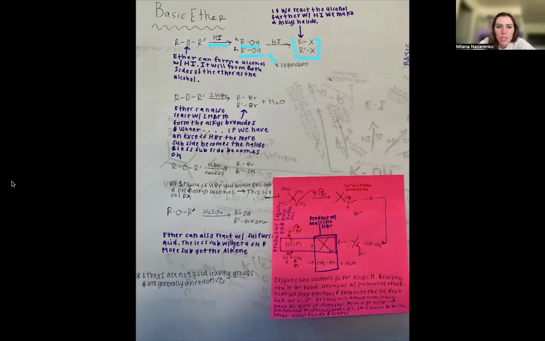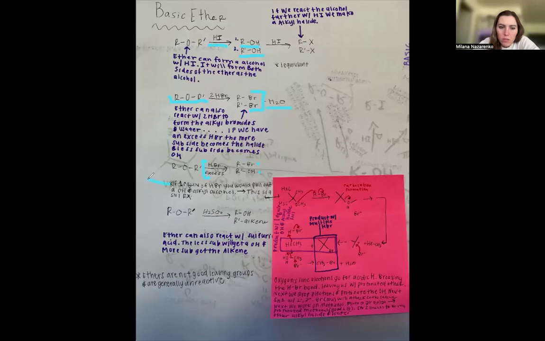So the next thing that can happen is an ether can react with 2HBr to form an alkyl bromide and water. If we have an excess, and it'll be explicitly told if we have an excess of it, then we will form an alkyl bromide, and then we will also form that alcohol. The alcohol will go to the less substituted side, and then the more substituted side will have that bromine.